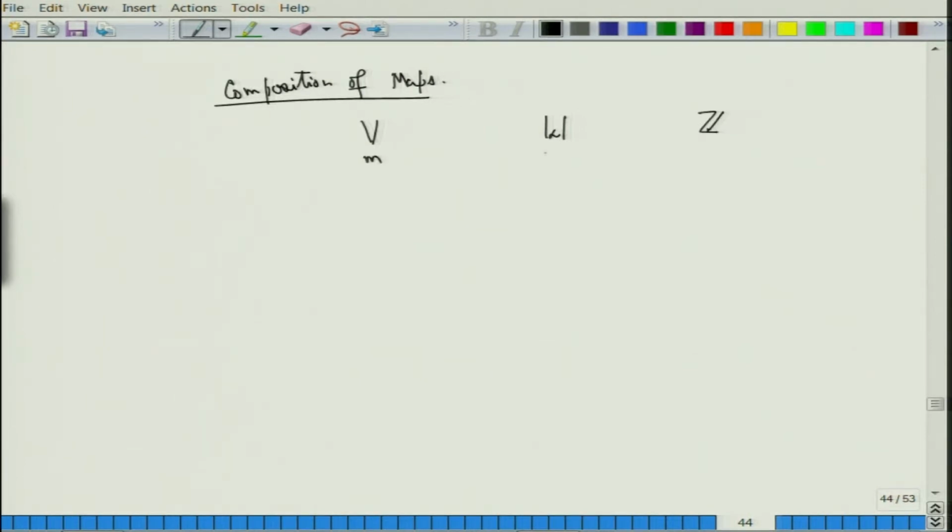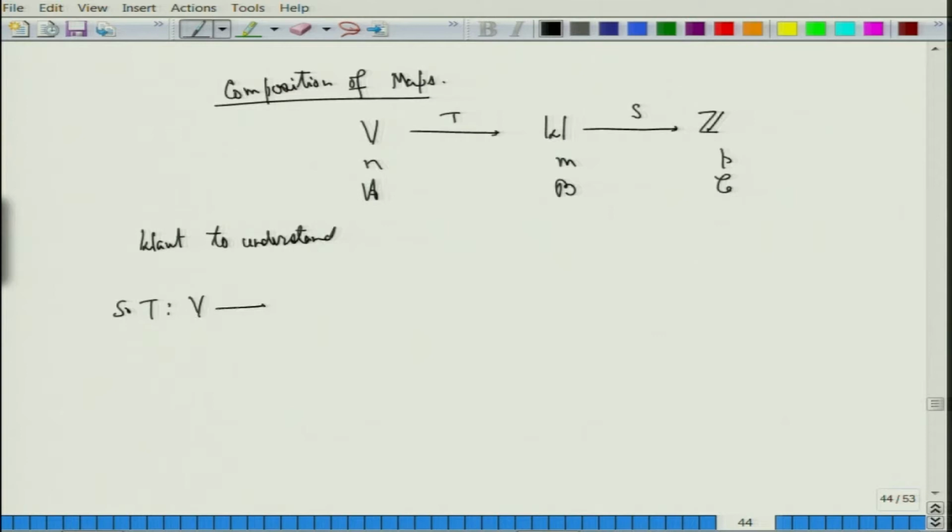Here the dimension is M, or I was writing N, I think, N here, M here and P here, in different ways, whatever it is. I have a map here which is T, I have a map here which is S. I want to understand these. We also have an ordered basis A, ordered basis B, ordered basis C. So I want to understand the map S∘T, which is from V to Z, alright. V has dimension N and basis A here, this has dimension P and basis C here.